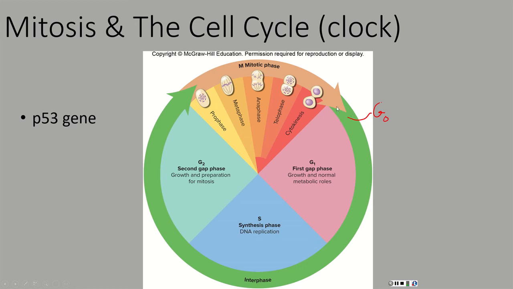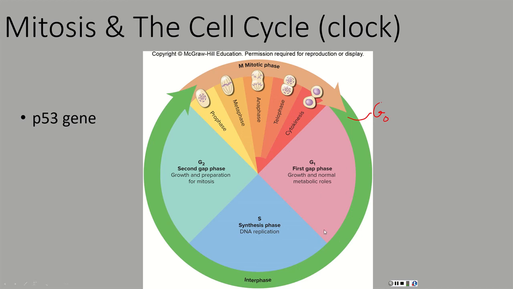Now, this could be a tricky thing, because we don't want too many cells, and we need to make sure that the cells that are going to go through mitosis are healthy. So, how do we make sure? Well, at the end of each phase, there's a checkpoint. It's essentially the cell looking at itself and saying, okay, I've done everything I need to do in this phase. Let's make sure we're okay. And now we go to the next phase.